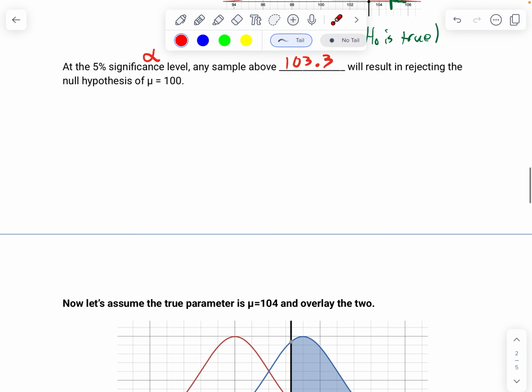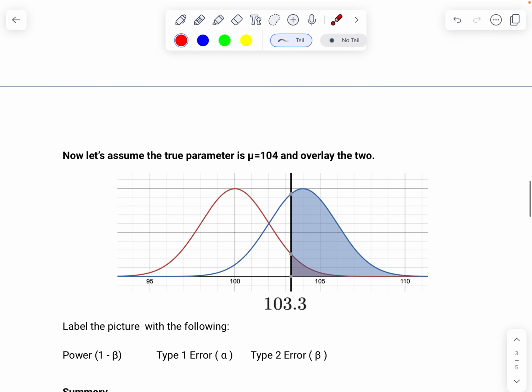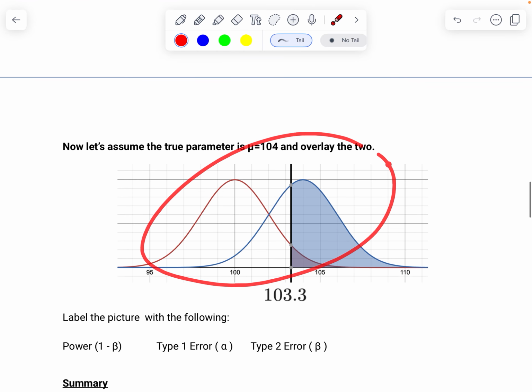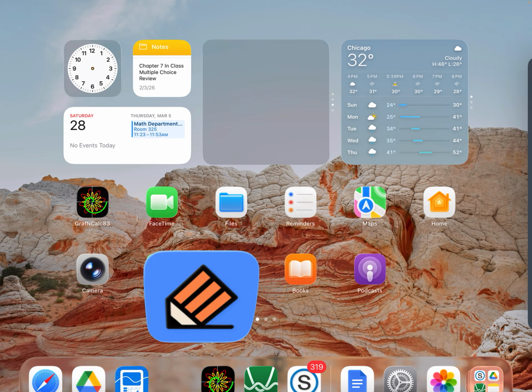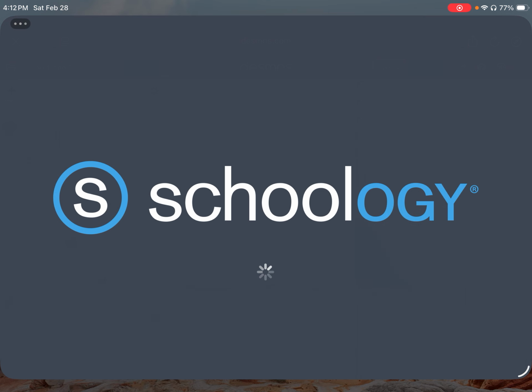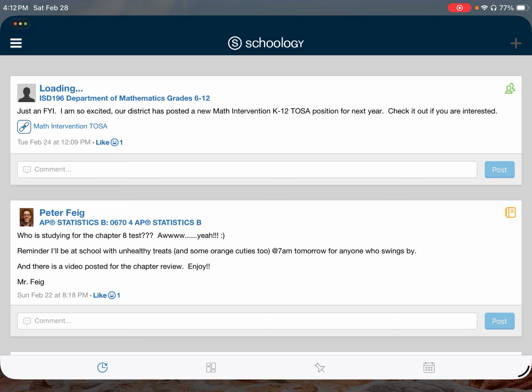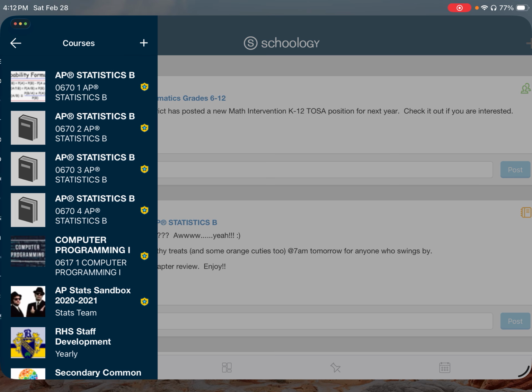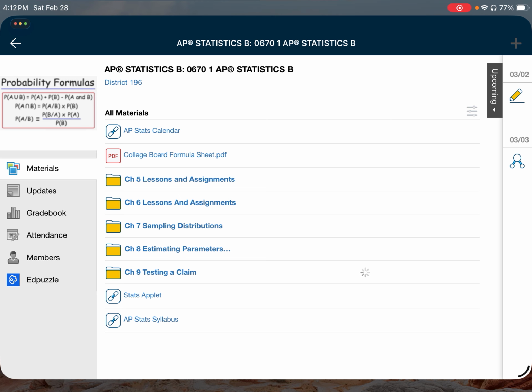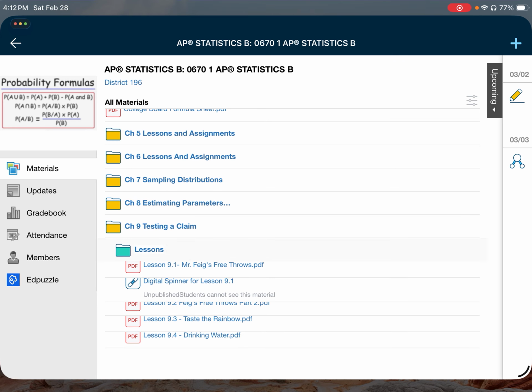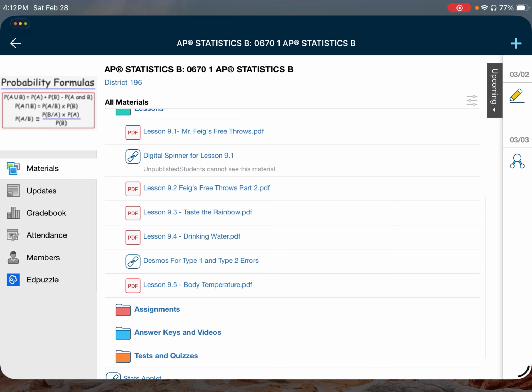All right, in Schoology, you can get to what I'm describing right now. I'll show you. Let me back up. Oops, I got to restart. Anyway, go into the lessons folder down here, and I've got a link for Desmos for type 1 and type 2 errors right there. And there it is.